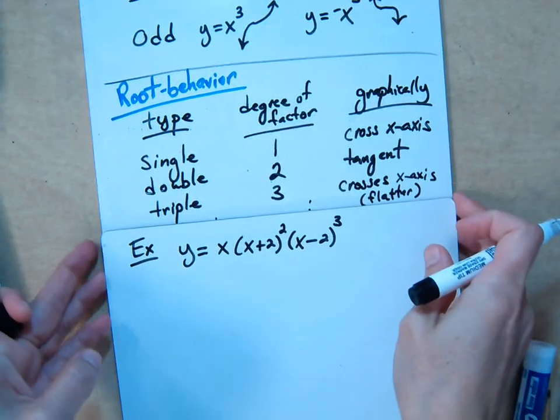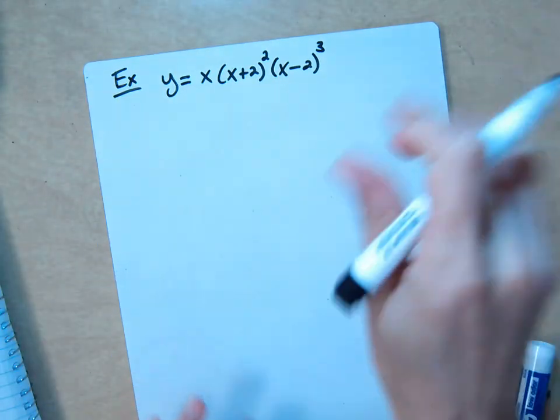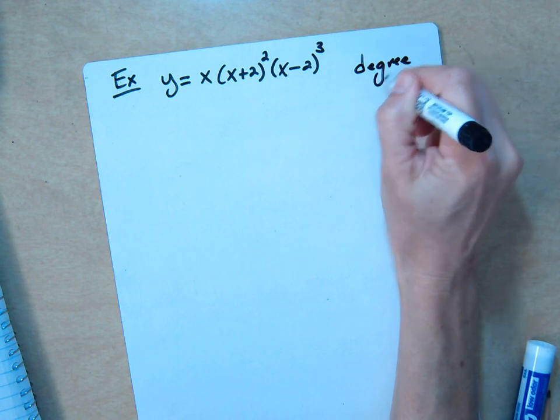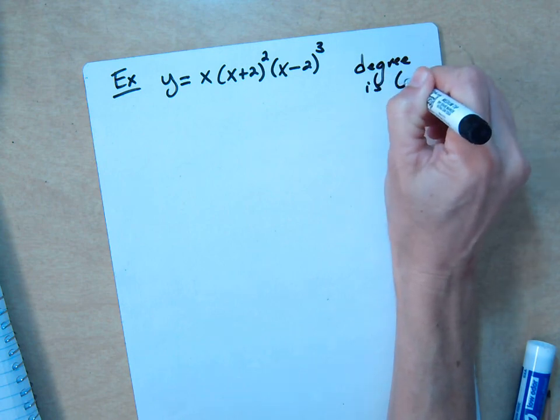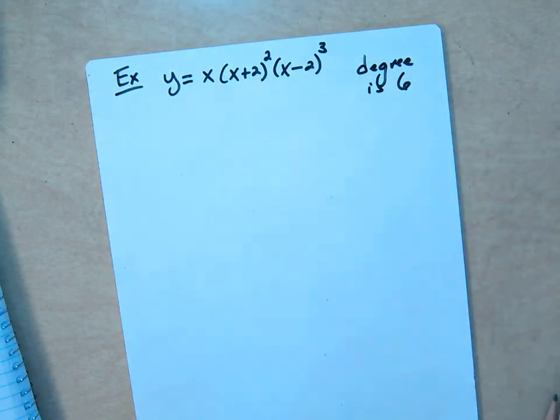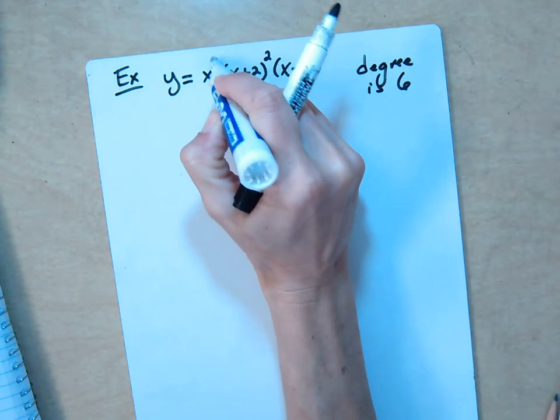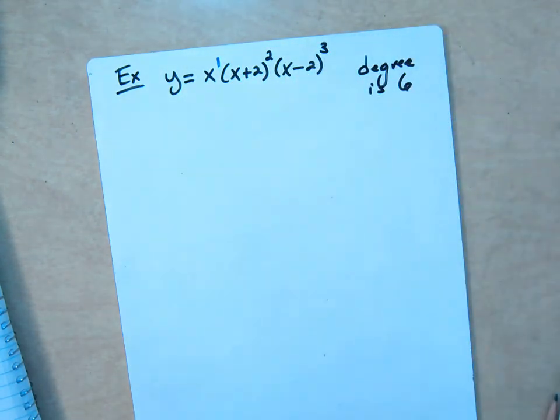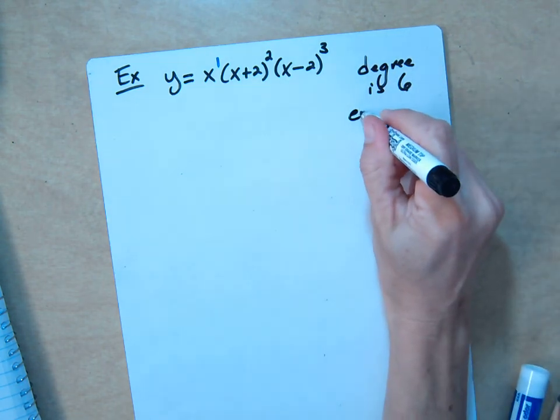Okay, so we have the degree of the entire polynomial. In this case, it is 6, because you basically just add up all the exponents. There's an invisible little 1. This is x to the 1 power. So the degree of this whole thing is 6. 1 plus 2 plus 3 is 6. So that makes it an even function.